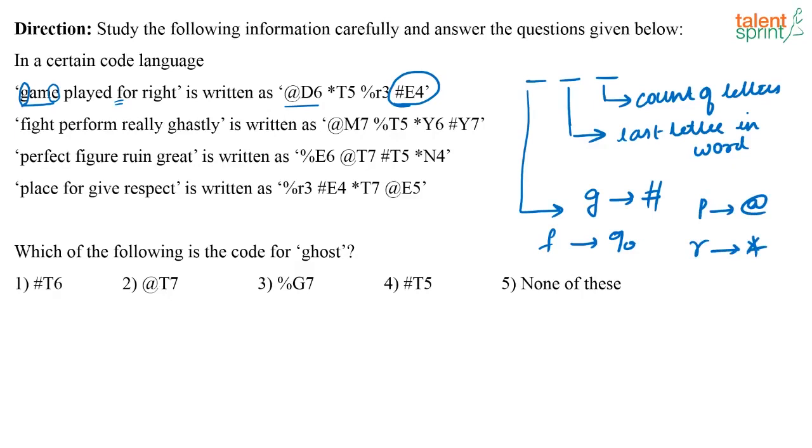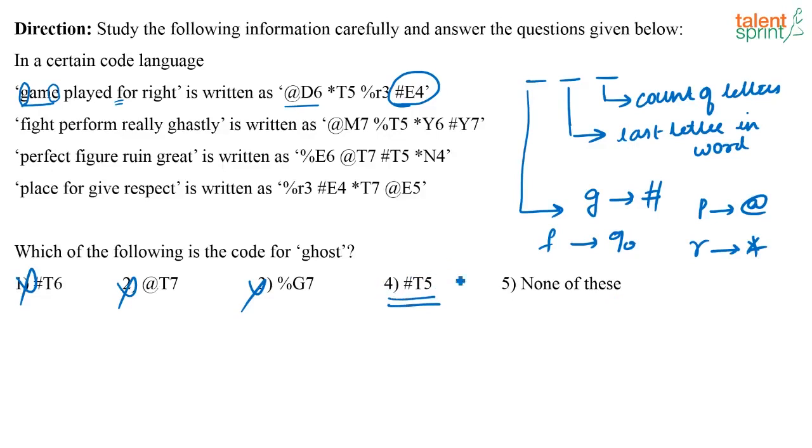Now, what does the first question say? The first question says, which of the following is the code for ghost? So ghost means how many letters are there in this word? 1, 2, 3, 4, 5. So if you look at the options itself, you know anyway all these three options are going to be wrong. This is going to be my only possible option. But remember, we cannot directly choose this as the answer because you have an option none of these also. So you have to cross check whether this is correct.